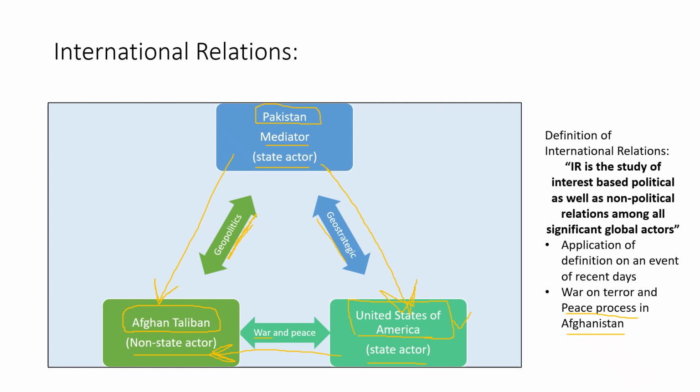USA and Afghanistan were in conflict with each other. There was a conflicting interest. So they developed a relation among themselves, and the relation was war. Pakistan and USA had the common interest. They wanted elimination of terrorism. So they developed a relation, and the relation was geostrategic. Pakistan and Afghanistan were in conflict with each other. Pakistan was launching attacks on Afghanistan. So they were also in relation with each other, and the relations were of a geopolitical nature. So we study all this in international relations.